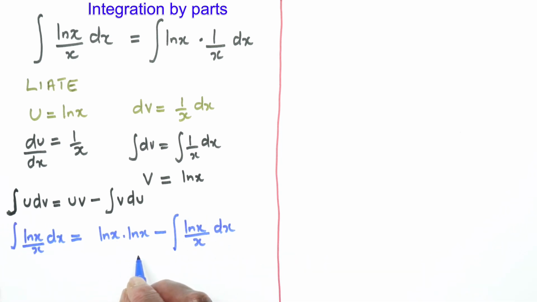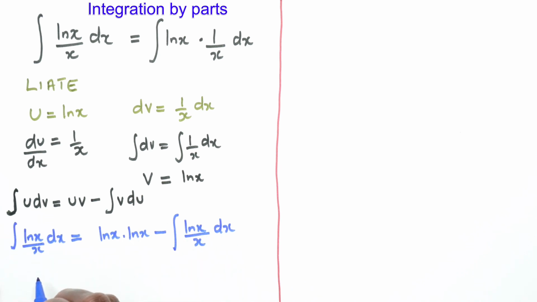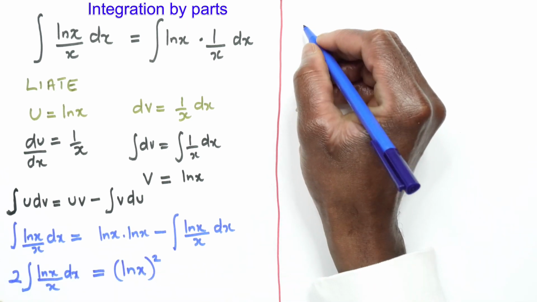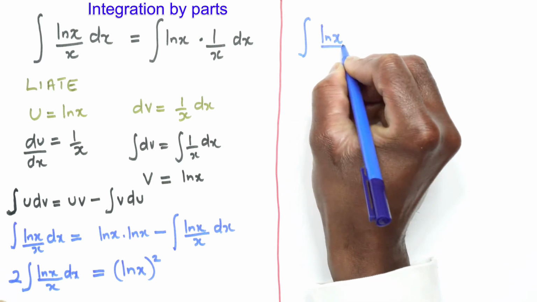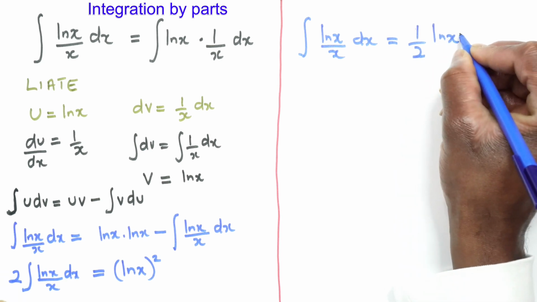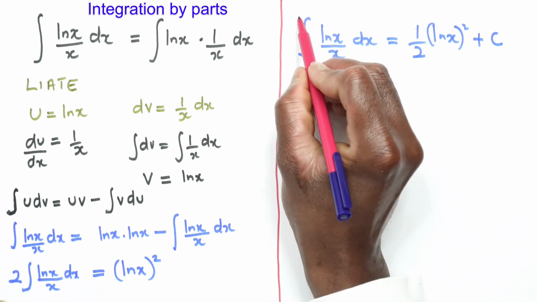In this situation, it's best to add in order to get rid of this. So I'm going to move it to the other side. I'm going to take the minus integral of ln x over x dx to the other side. So that would be 2 times the integral of ln x over x dx equals ln x all squared. Then I can divide both sides by 2. Therefore, the integral of ln x over x dx will be equal to 1 over 2 ln x all squared plus c. And that's the final answer for that integration.